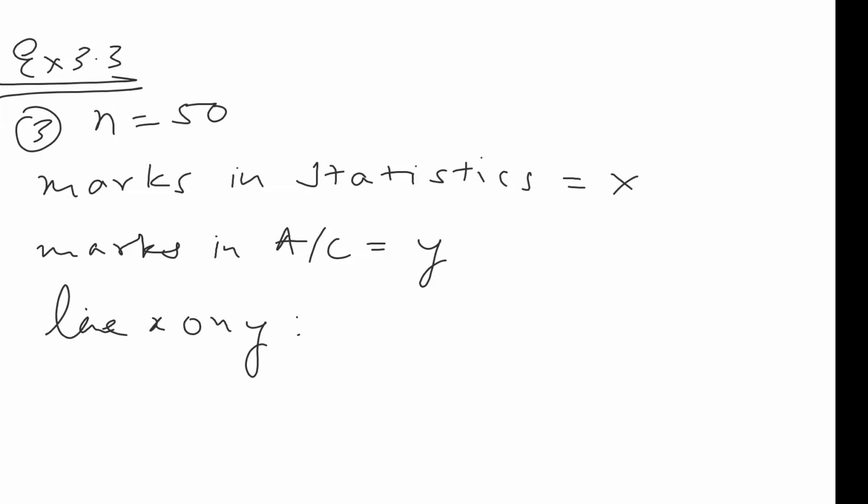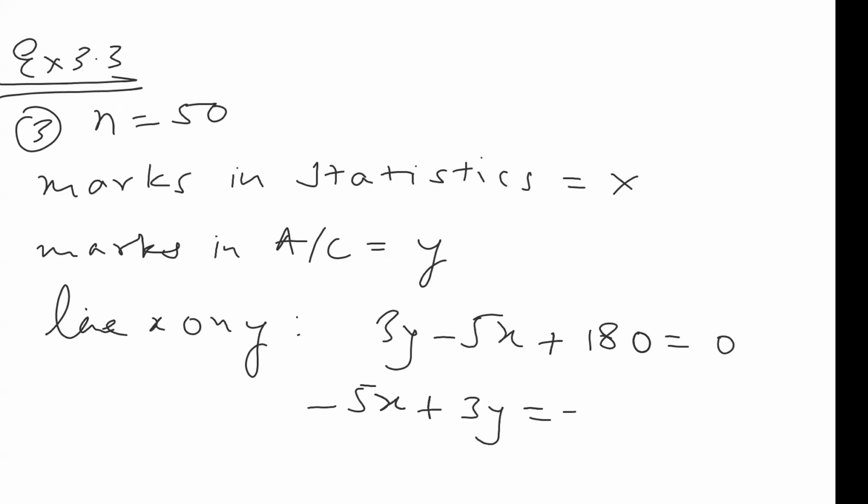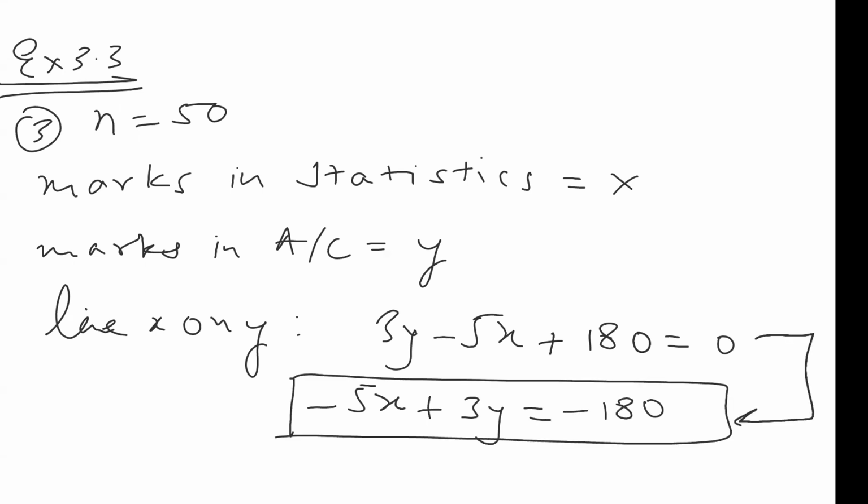Okay, so 3y minus 5x plus 180 equal to 0. Minus 5x plus 3y is equal to minus 180. I have written this line in this format now: ax plus by is equal to c. That format is really very important. So this data is given to us.